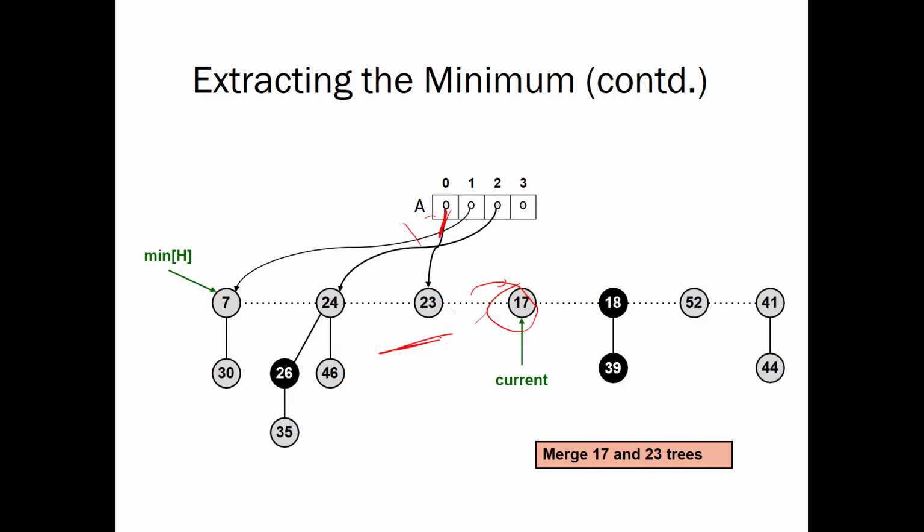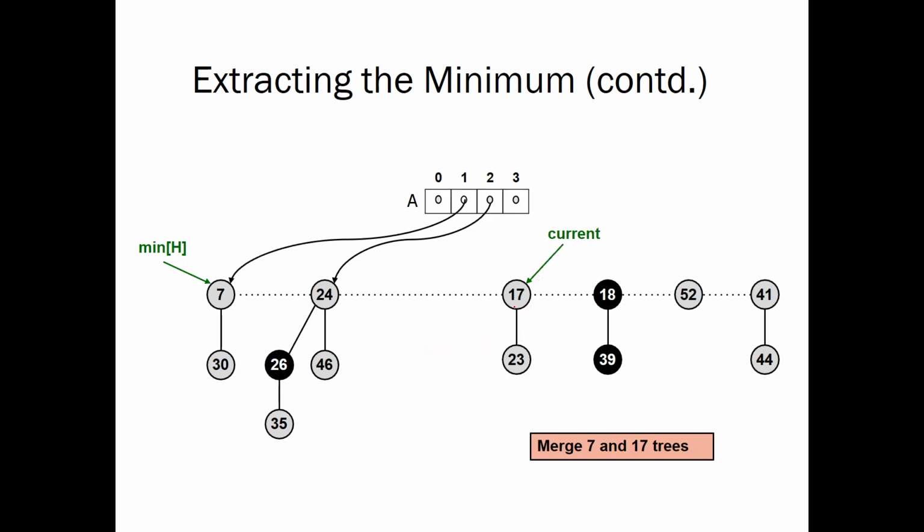Okay. So 23 had a degree 0. 17 also has a degree 0. That means they both have to be combined. Now, how do you combine this? You have to remove this from the root list. Why? Because this is x and this is y. X is lesser than y, so x has to be made the root node and 23 has to be made its child. So that is the next step.